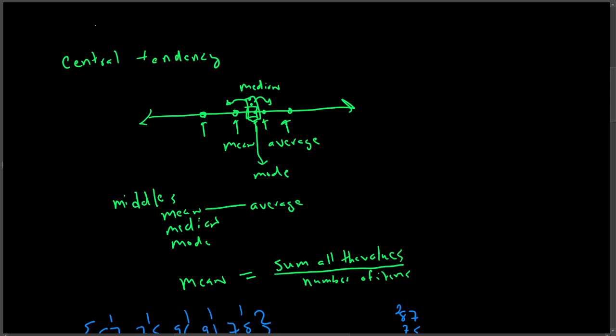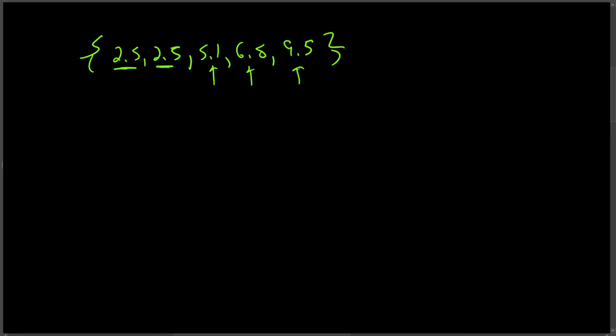All right, I'm going to clear this out and we'll look at the last part of this, which is going to be the mode. The mode is the number that happens the most often. So if I have the set of numbers I had before, again, I'll write them in order, and I look for any number that is repeated. Well, 2.5 is repeated twice. None of the other numbers are repeated. So the mode is 2.5 because it's repeated the most.